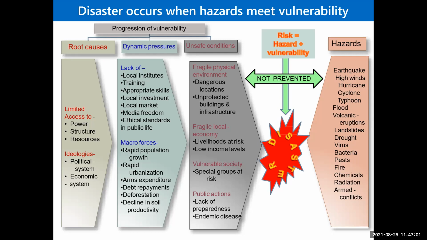And the unsafe condition is the technically physical environment in two types: the dangerous location and the unprotected buildings and infrastructures. This comes under the unsafe condition. The progression of vulnerability directly impacts the infrastructures, and the physical, local economy, livelihood at risk and low income level. And the vulnerable society: special groups at risk, public action, lack of preparedness and endemic disease.